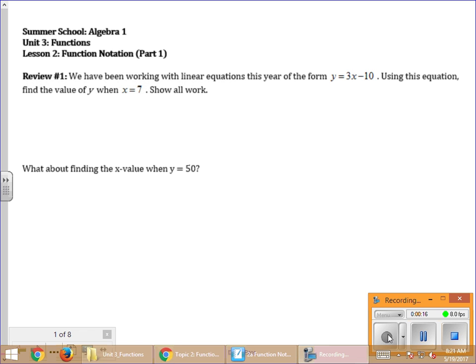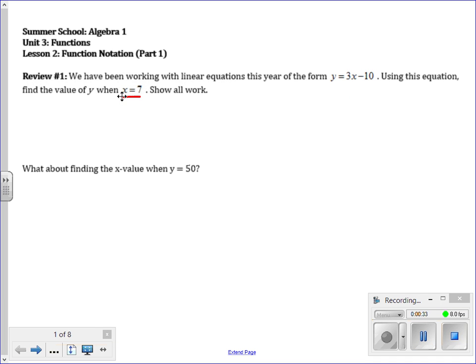We've been working with linear equations this year in the form of y equals 3x minus 10. Using this equation, we're going to find the value of y when x equals 7. This is something you would have done in pre-algebra. We take that x equals 7 and substitute it into the equation for x. So we have y equals 3, and now instead of x, this time we put a 7, minus 10.